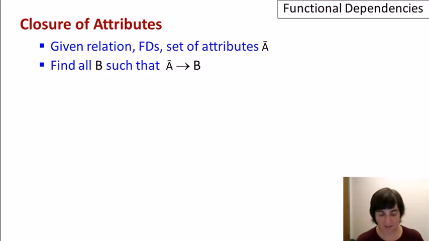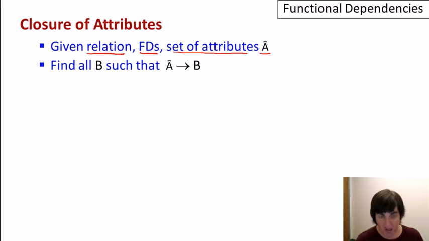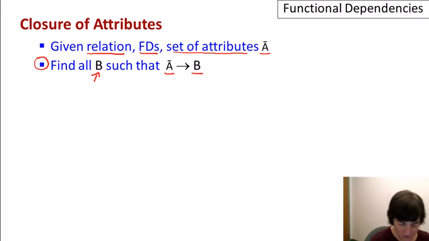Now I'm going to introduce the concept of closure of attributes. Let's suppose we're given a relation, a set of functional dependencies for that relation, and then a set of attributes A bar that are part of that relation. I'm interested in finding all attributes B of the relation such that A bar functionally determines B. This is what's called the closure, and I'll show in a bit why we might want to compute that. Notationally, the closure is written using the plus sign, so the closure of A bar is A bar plus.